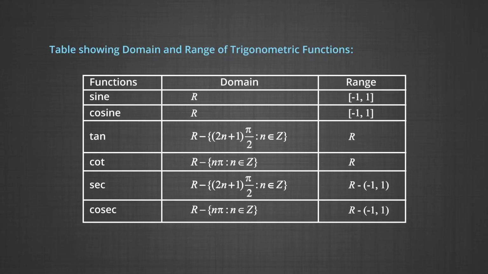For the sec function, the domain is all real numbers minus the odd multiples of pi by 2 and the range is all real numbers minus the open interval minus 1 to 1. Also, for the cosec function, the domain is all real numbers minus the integral multiples of pi and the range is all real numbers minus the open interval minus 1 to 1.